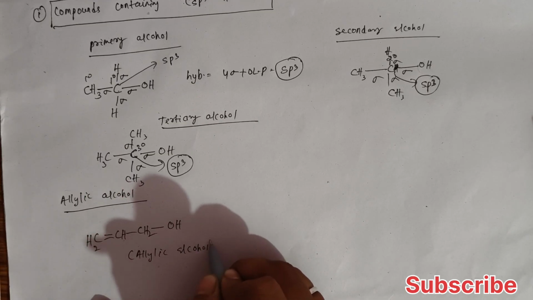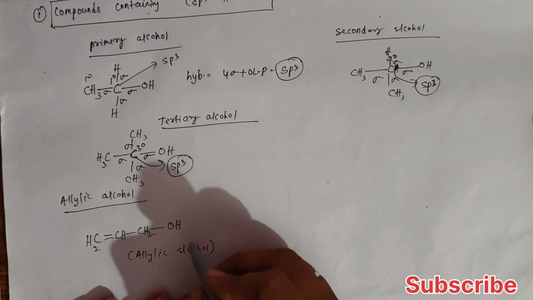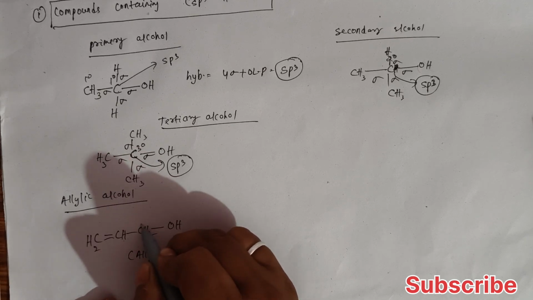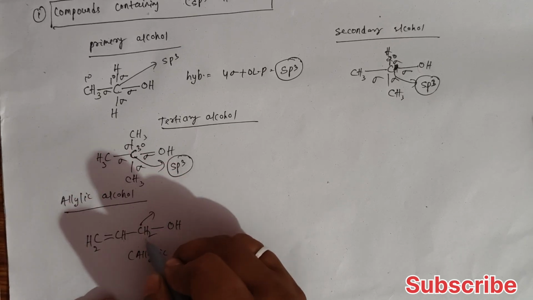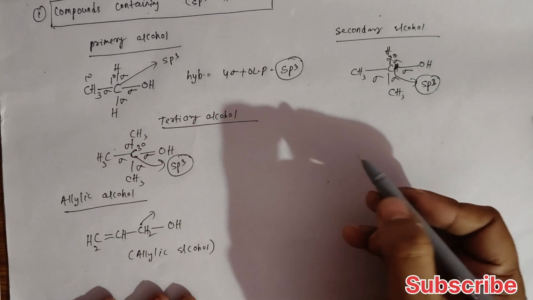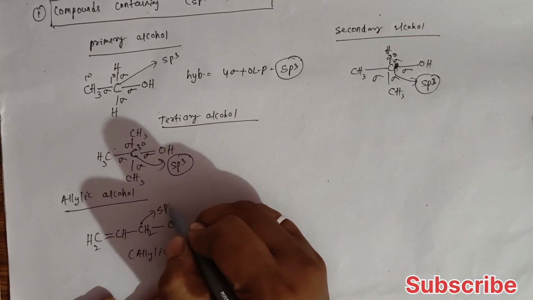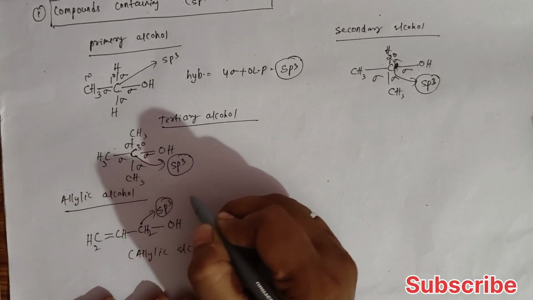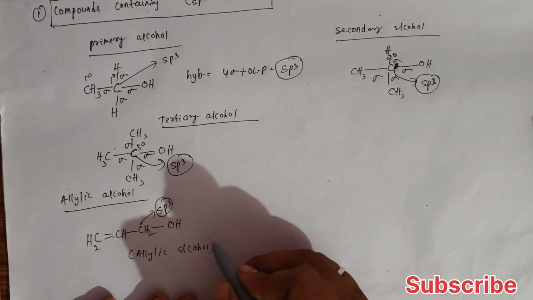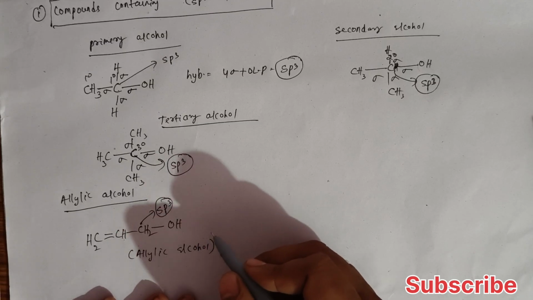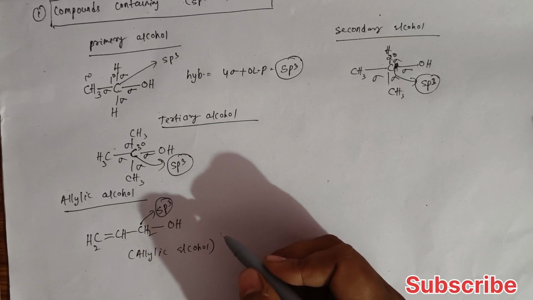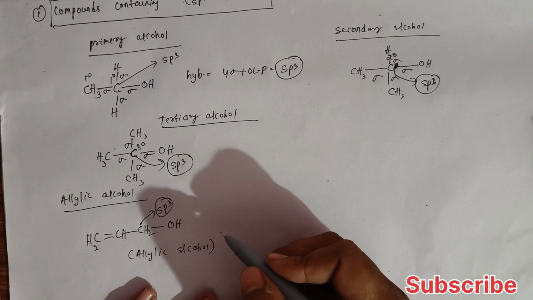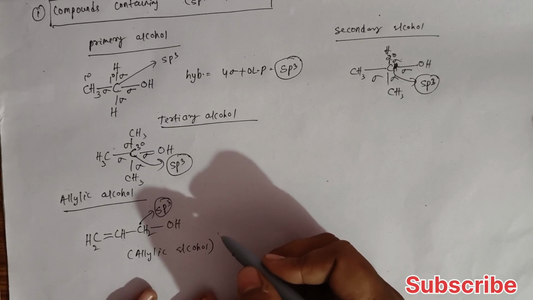Okay, so if you determine the hybridization of the carbon attached to the OH group, this carbon also forms 4 sigma bonds. That means it must perform sp3 hybridization. So we can say that allylic alcohol can fall under the sp3 OH bond group.